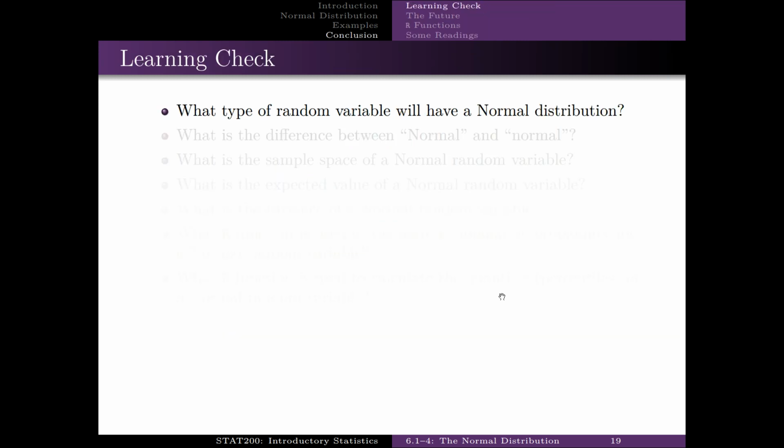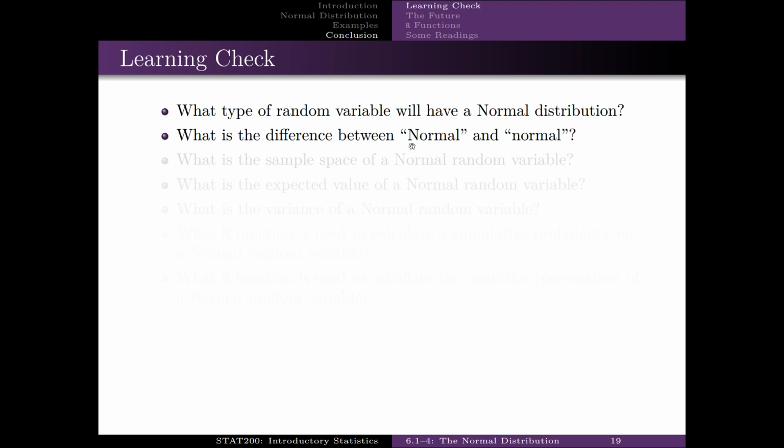So let's do a learning check. I'm going to ask some questions. I'll pause. You answer them on your own out loud because the dog's watching you and you really do want to talk to it. What type of random variable will have a normal distribution? A random variable with a definite target and some random variation added to it will tend to have a normal distribution.